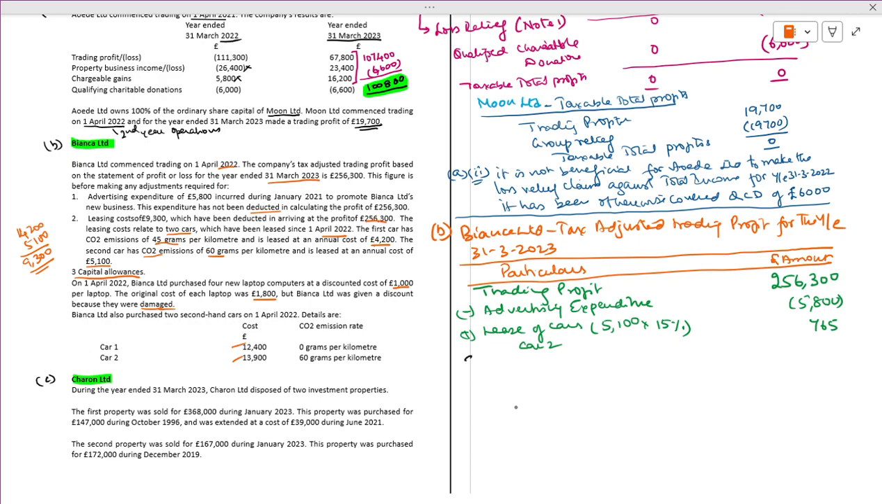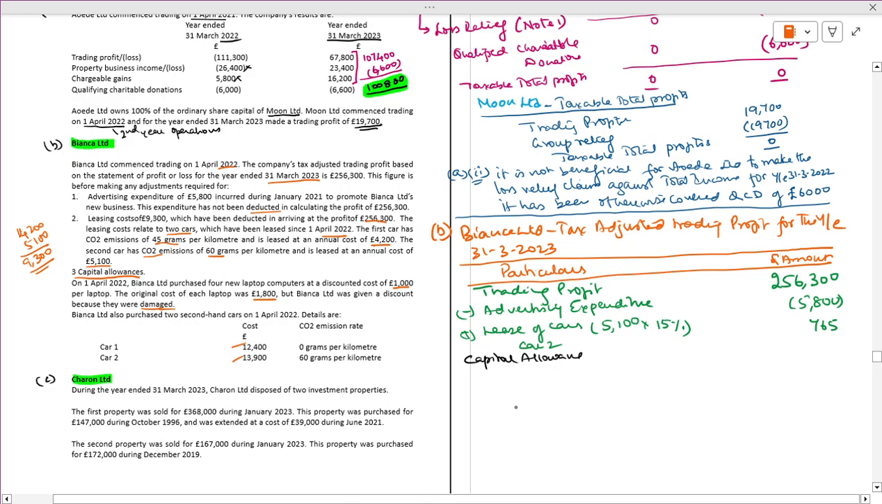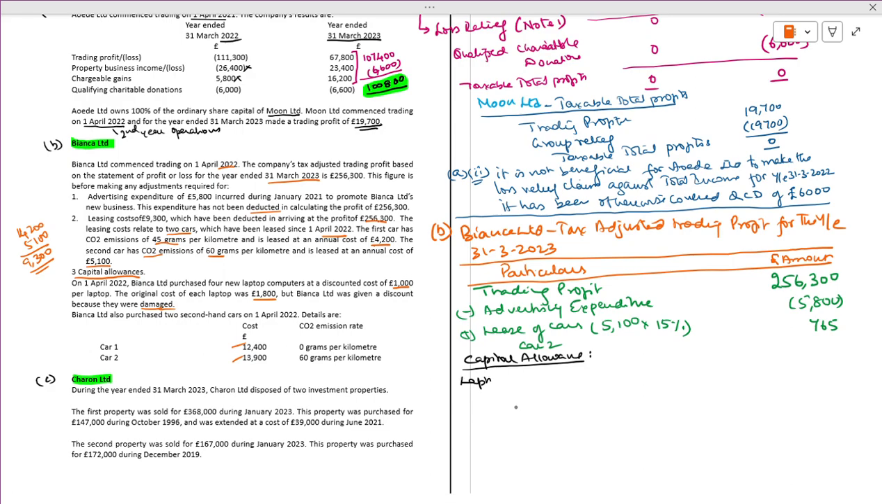Coming back to this, next, capital allowance. Very carefully, these are the rules which you have to be very specific about. Laptops are related to IT, computers, under the classification of enhanced capital allowance, at the rate of 130%. 4 laptops, 1,000 each.